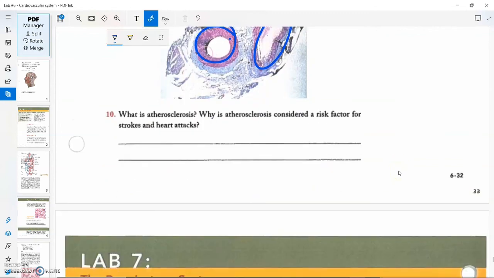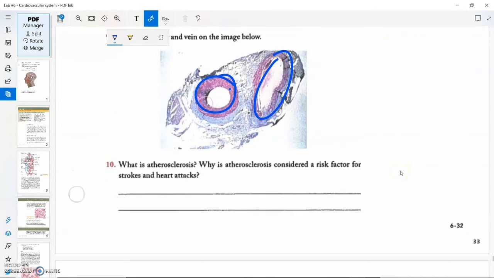Atherosclerosis is accumulation of cholesterol plaques in the blood vessels that decreases the vessel lumen, obstructs the blood flow, and may increase chances for strokes and heart attacks, because if the plaque ruptures, it can be carried to the heart, to the coronary artery, or to the cerebral artery, and block the coronary artery, causing a heart attack, or the cerebral artery, causing a stroke.